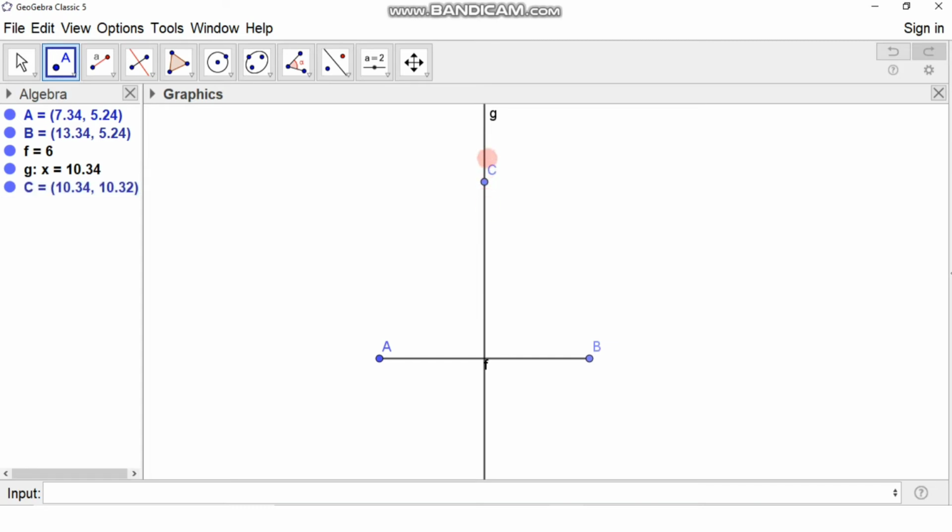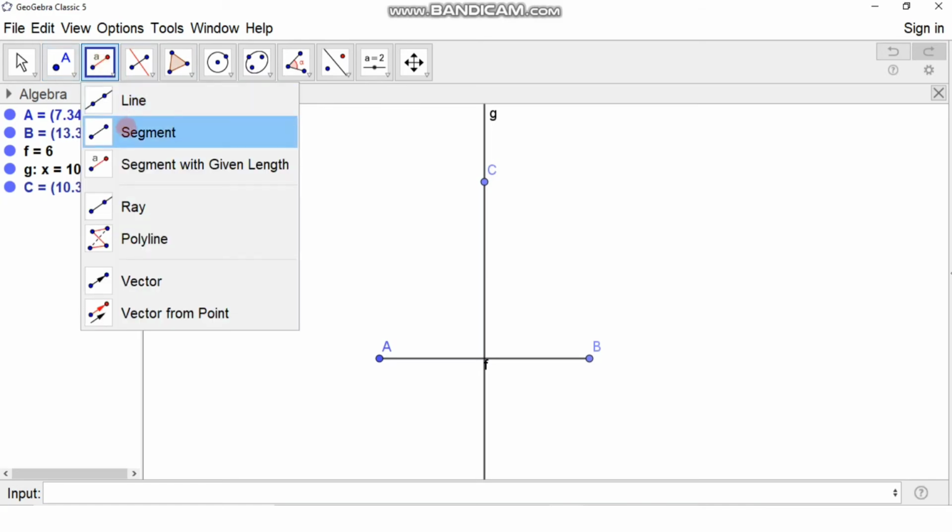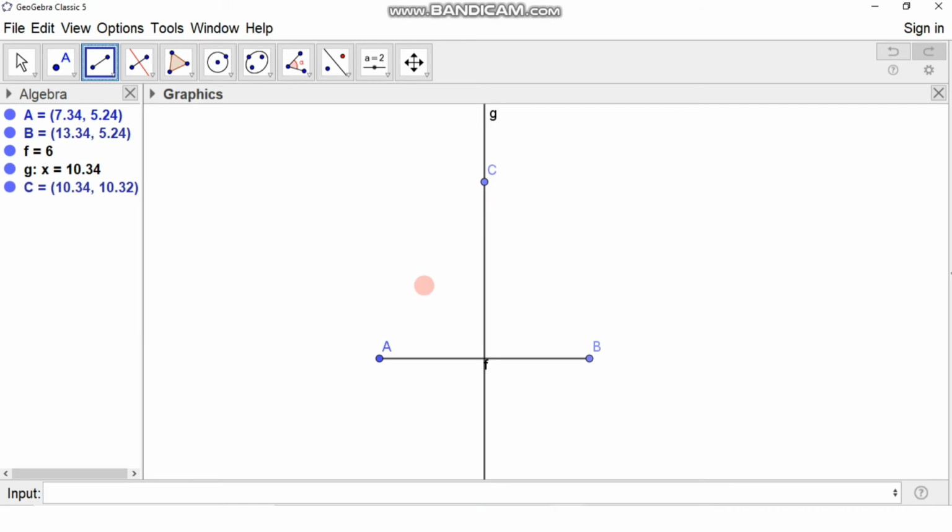Now this point C is on the perpendicular bisector of segment AB. That means it must be equidistant from both of these two points, that is point A and point B. Now if we join AC and BC, we get triangle. So let us select the segment icon and draw segment CA. Firstly click on point C and then on point A, get segment AC, and then click on point C and on point B to get segment BC. So this is our triangle ACB, which is isosceles triangle as AC is congruent to CB.